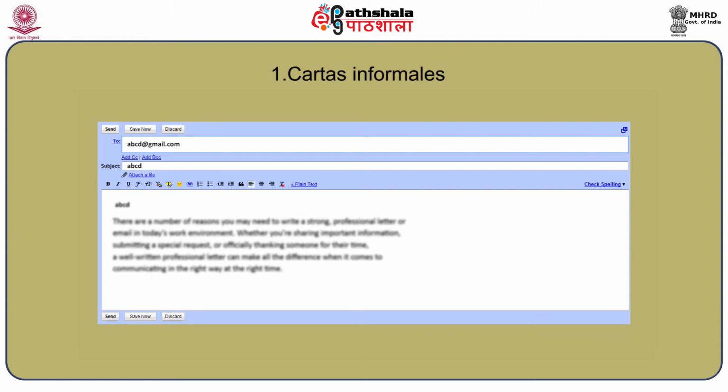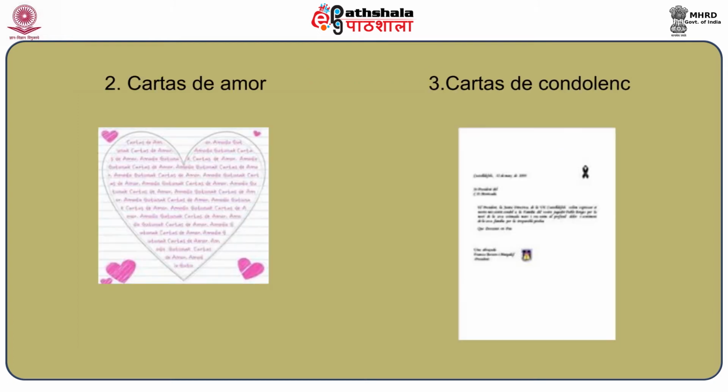The first one was informal letter that we write to our friends, our relatives, or to someone with whom we want to have friendship. Cartas de amor. So cartas de amor means love letters.